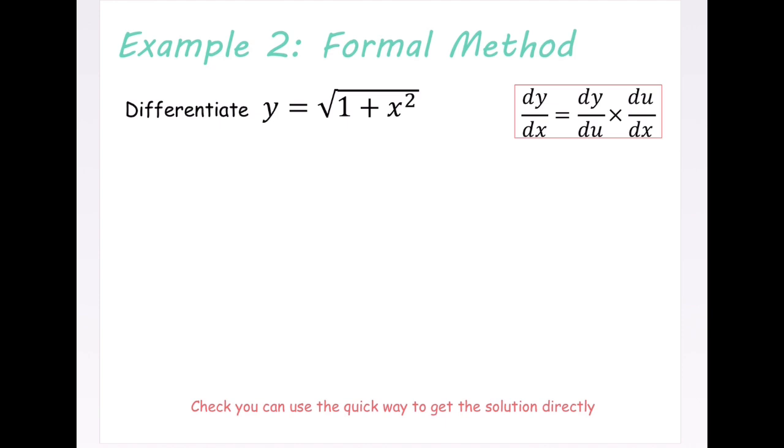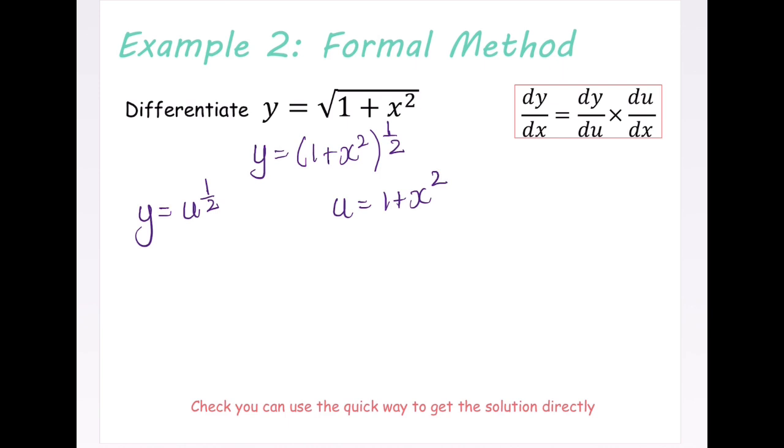Here's another example. I'm going to do the formal method with you again, just so that you can see how it works, and hopefully you can check with your quick method in there. Firstly, we want to rewrite that because this is not written in a nice way to help us to be able to differentiate. That is 1 plus x squared to the power of half. Okay, so let's do some substitutions now. Let's let y equal u to the power of half, because that is easy to differentiate. If y equals u to the power of half, that must mean u equals 1 plus x all squared.